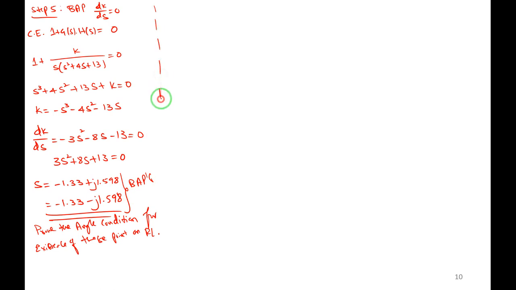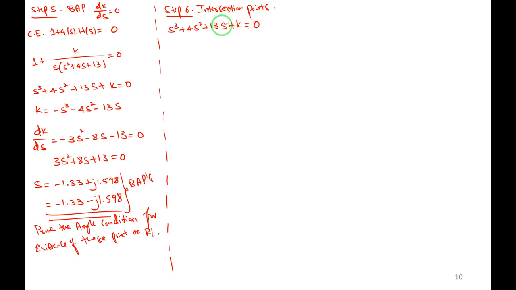Next, I have one more slide. Okay, no problem. Next, step 6. Yes, step 6, so it is intersection points. Intersection points of the root locus with the imaginary axis. We'll see. Already I have the characteristic equation here: s cube plus 4s square plus 13s plus k equal to 0.